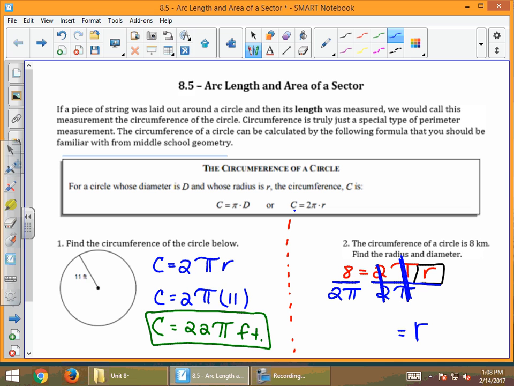And then we want to simplify this. Well, simplify the fraction. What does 8 over 2 simplify down to? 4. So this just becomes 4 over pi. I'll rewrite it left to right. r is equal to 4 over pi.